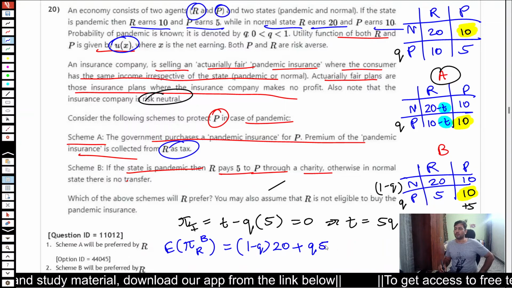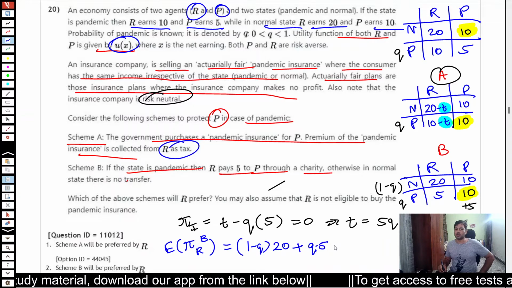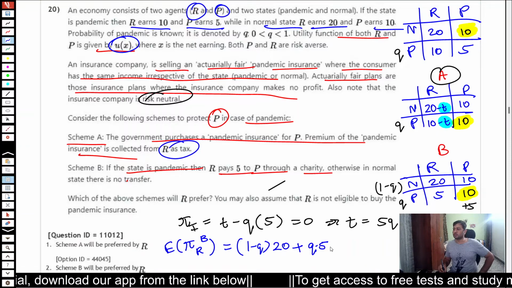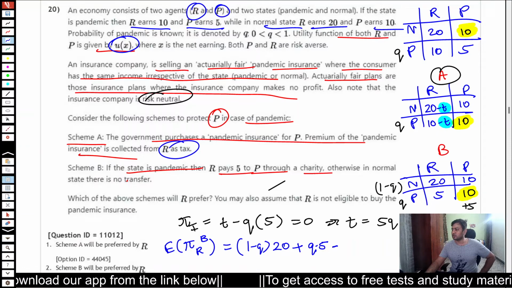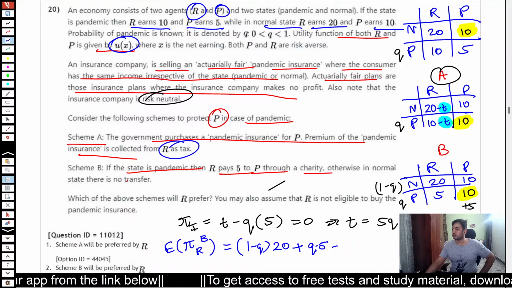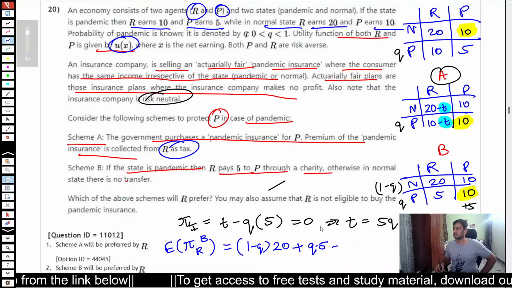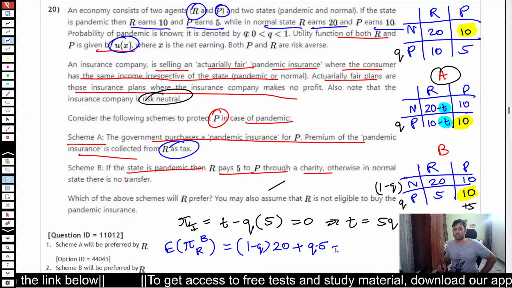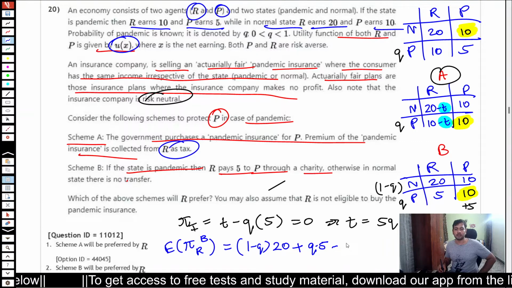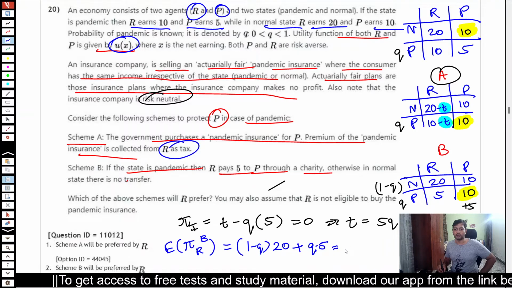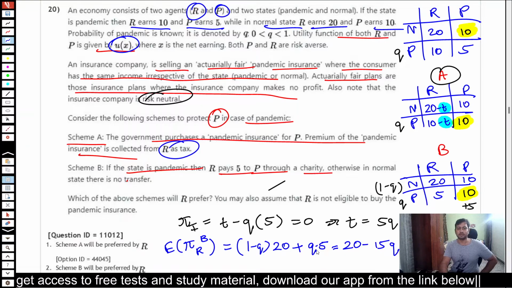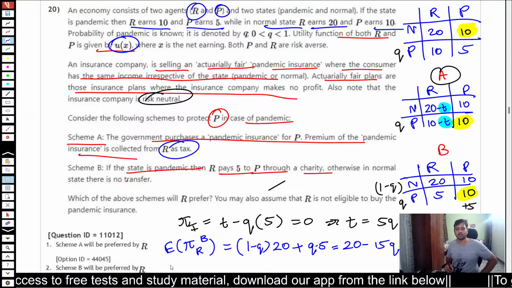So basically, his expected profit in this situation is going to be equal to 20 minus 15Q, right? 20 minus 15Q. So that is the expected profit of the rich person in case of scheme B.